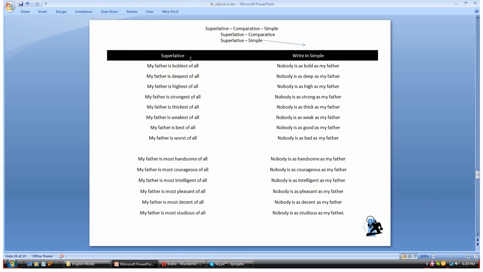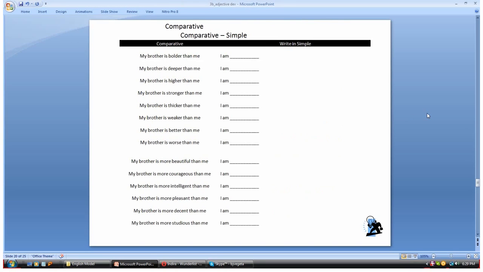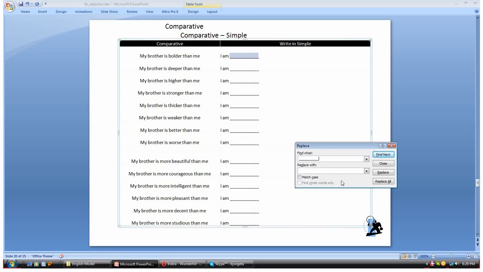So that completes rewriting. Superlative into comparative is done. Superlative into simple is also done. We are only left with one set of conversions: comparative into simple. So how do we do that? Let me replace the blanks first.